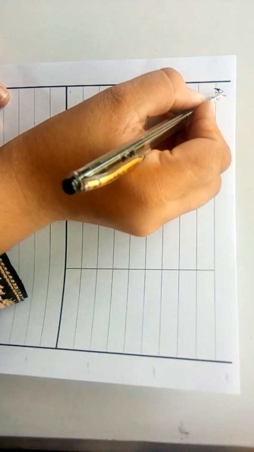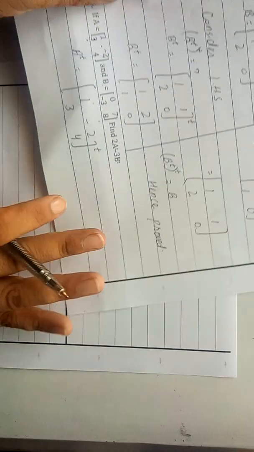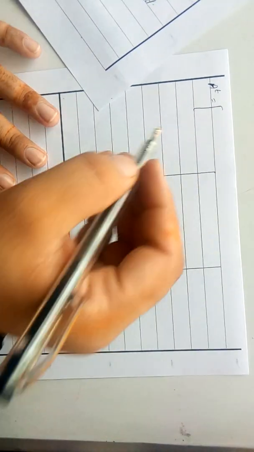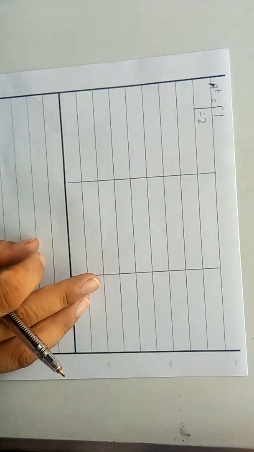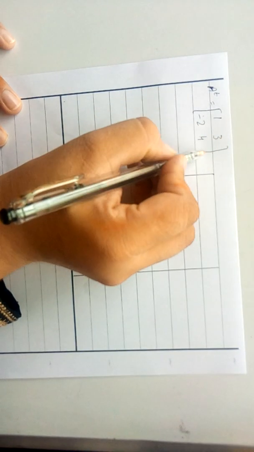A transpose is equal to, here we will interchange the rows and columns. 1, minus 2 will become 1, 3 in a column, and the next row, minus 2 and 4, will be written in the column like this: minus 2 and 4. That is A transpose.